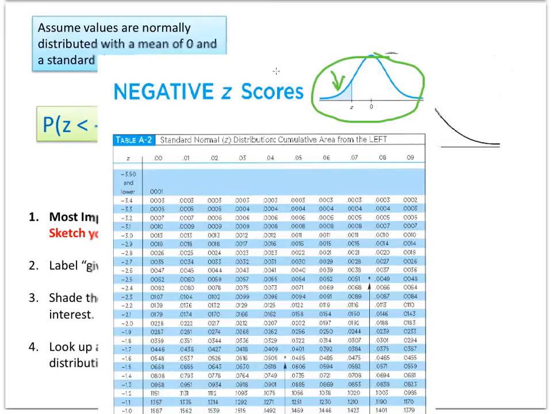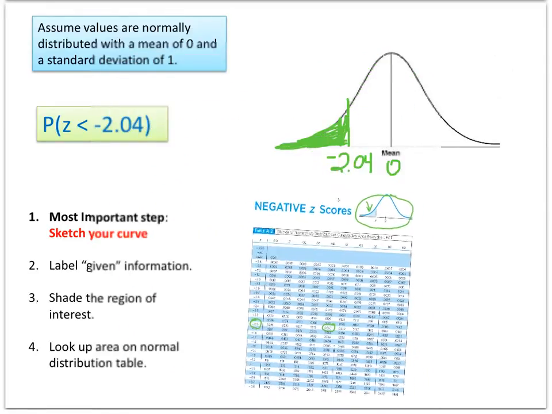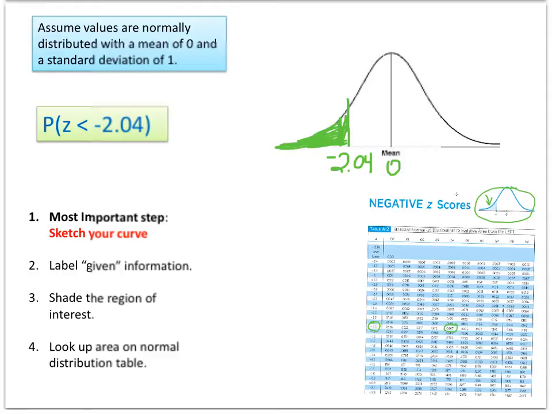So we come over on the left and we find negative 2.04. So we find negative 2 and we come over to 0.04. And we find that the area in that shaded region is 0.0207. So this tells me that my area for this part of my curve is 0.0207. So the probability of a score less than negative 2.04 is 2.07%.